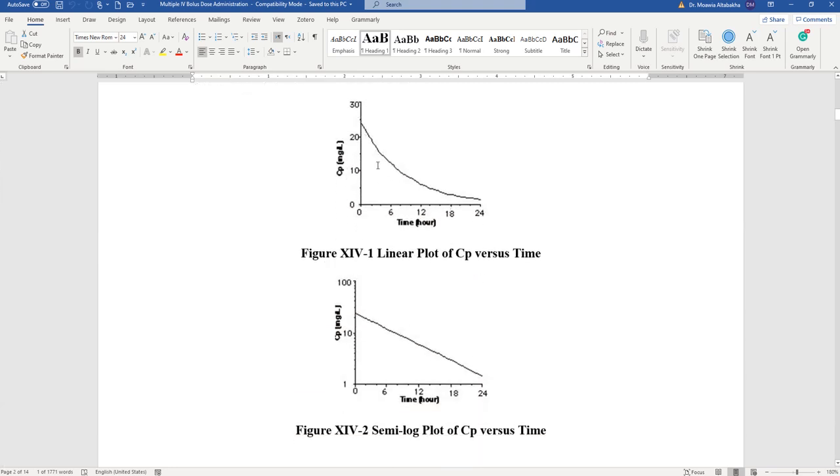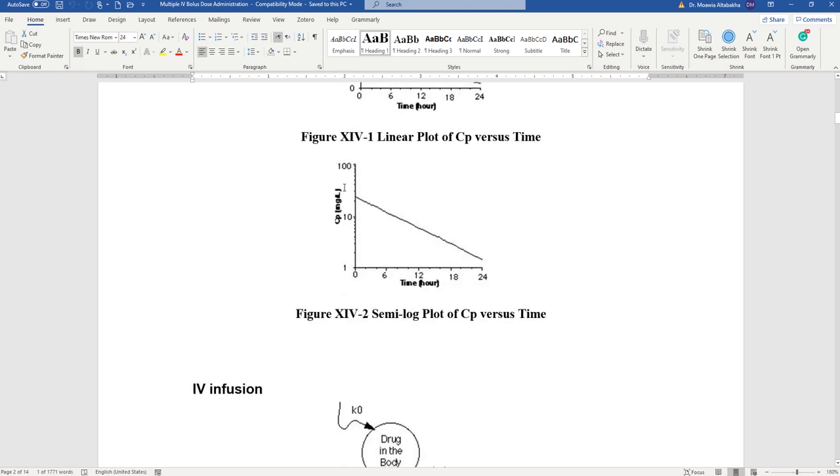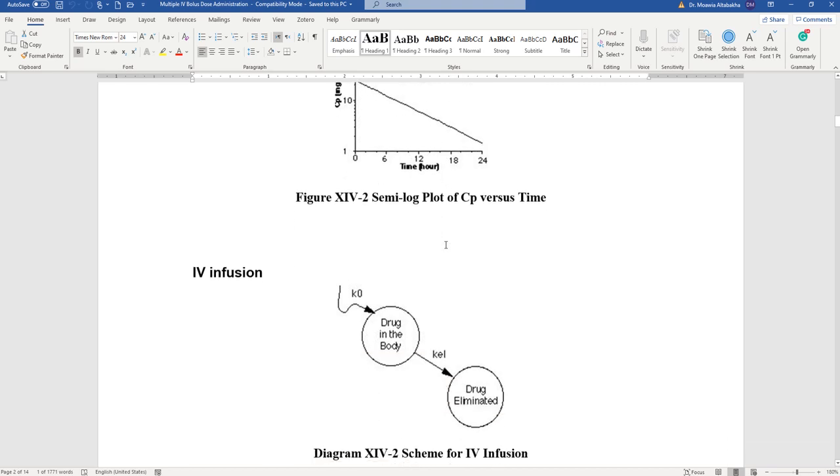And this is how it looks on normal graph paper, Cartesian, rectangular or linear graph paper. You will see a curve. If you put it on semi-log graph paper, because this is first order, you expect to have a straight line.